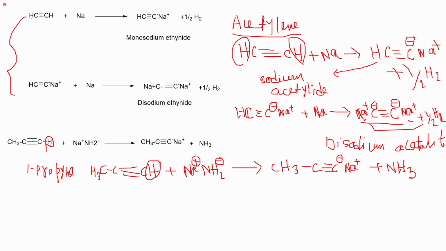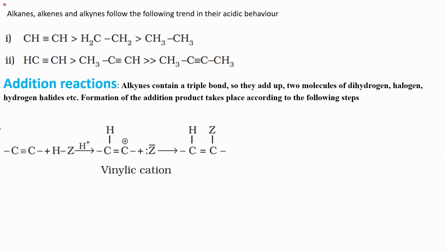Now the next topic is alkenes, alkynes and alkanes, and the trends in their acidic behavior. We know that in acetylene, HC≡CH, both carbons are sp hybridized. Now CH2=CH2 is an sp2 hybridized moiety. Now we have the CH3 molecule, which is sp3.